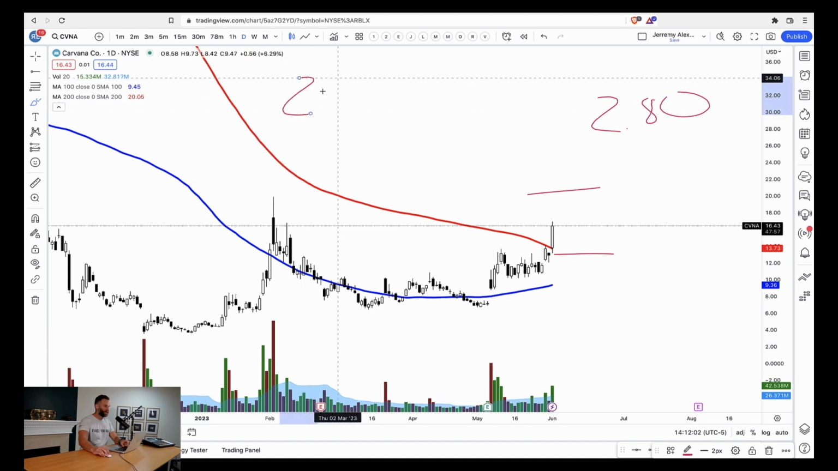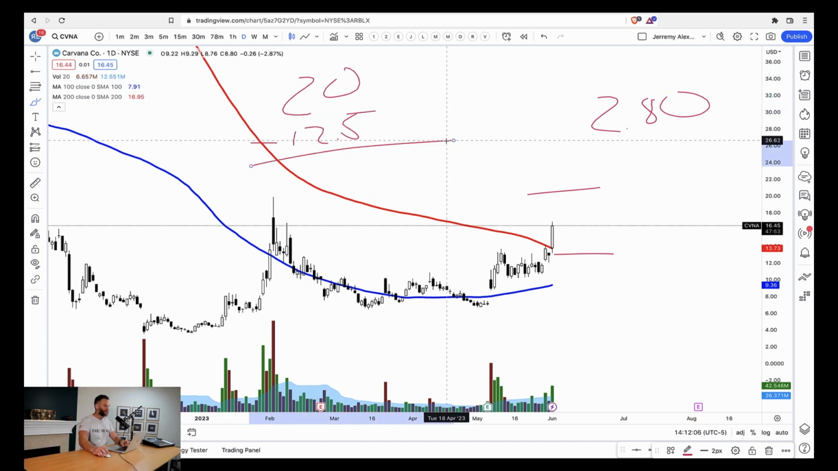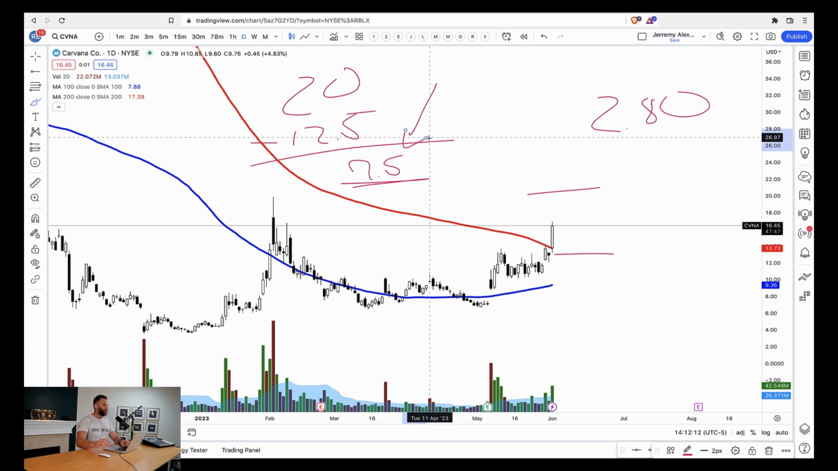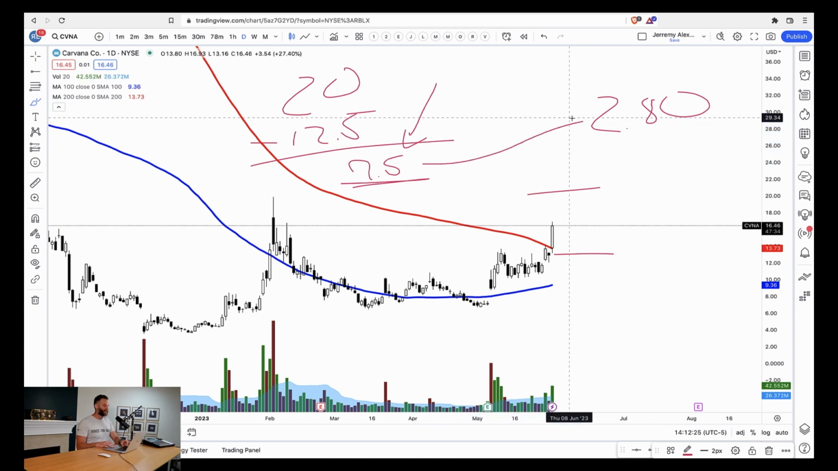Here's where it gets fun. 20 minus $12.50 equals a particular number. That number is $7.50. So this is the maximum amount of winning that is possible on this trade, $7.50. Now you're going to have to subtract the overall debit of $2.80.